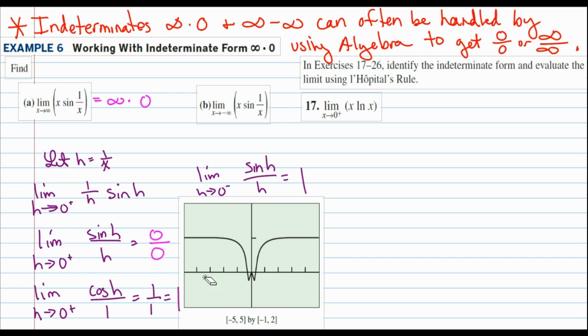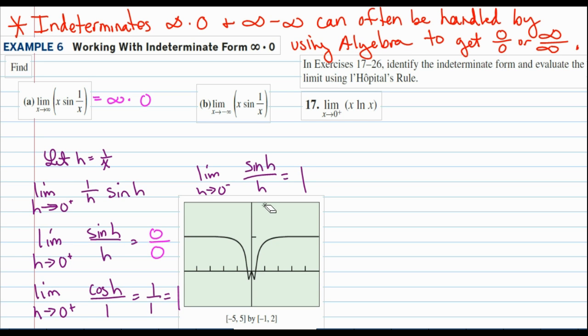So here's our actual graph, and you can graphically see the limit as x approaches infinity of our x times sine of 1 over x is positive 1, and then like part B, as x approaches negative infinity is also positive 1. So graphically, these represent the same limit because h is the reciprocal of x, with h approaching 0 versus x approaching infinity.